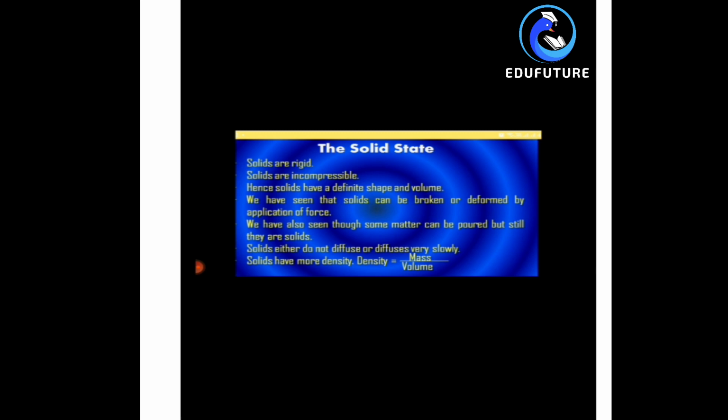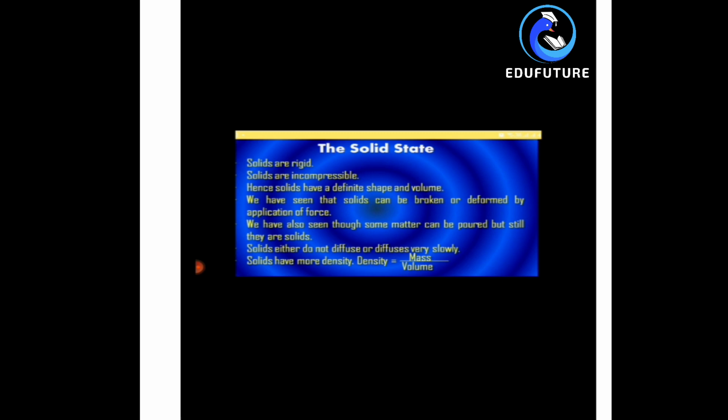Now let's move to each one of them in detail one by one. Solid state. Solids are rigid. If you compress your book, will it be easily compressed? No. Solids are incompressible. You cannot easily compress it.